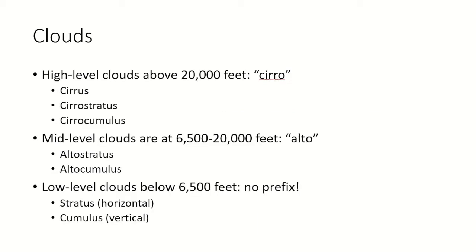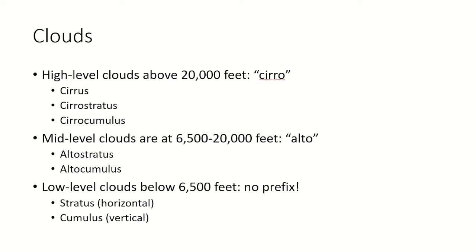We're also going to be learning about clouds. High-level clouds are above 20,000 feet. These are given the prefix cirro. Examples of these are cirrus, cirrostratus, and cirrocumulus clouds. Mid-level clouds are between 6,500 feet and 20,000 feet. These are given the prefix alto, and examples of these include altostratus and altocumulus clouds.